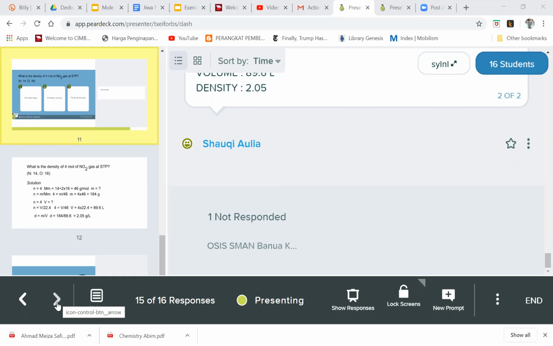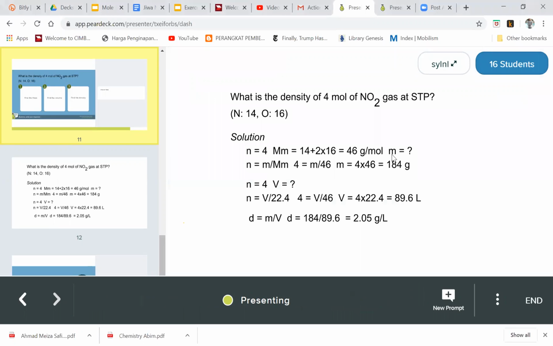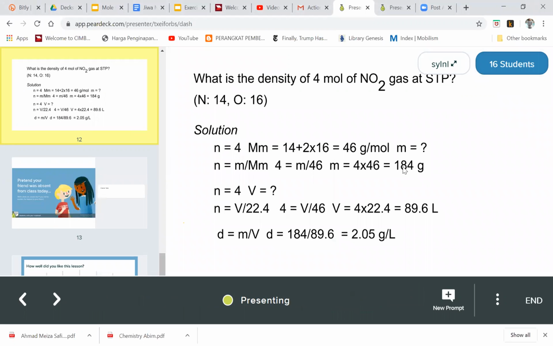Let's see the answer. Yes, the mass is 184 grams. How to find the mass? The mass is equal to mole times the molar mass. The mole is 4 and the molar mass is 46. So the mass will be 4 times 46. This is 184 grams. Okay, for the volume, volume will be equal to the mole times 22.4 liter. So the mole is 4, times 22.4 liter. It is 89.6 liter.